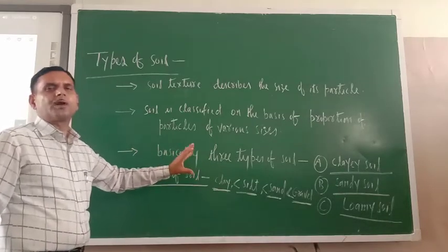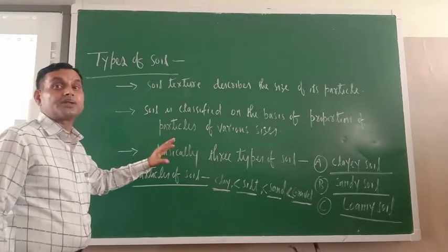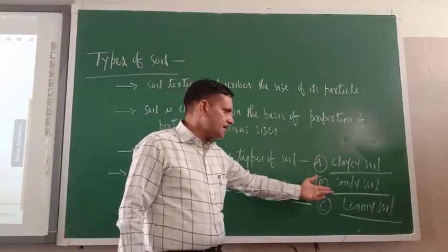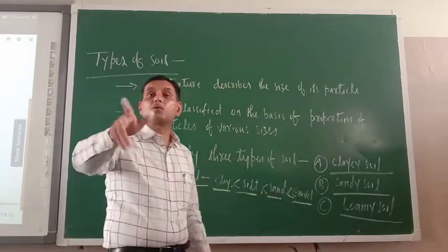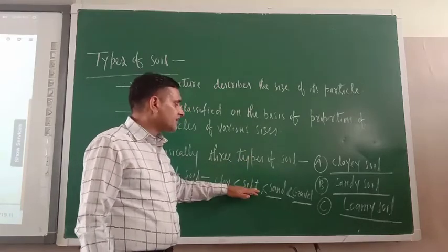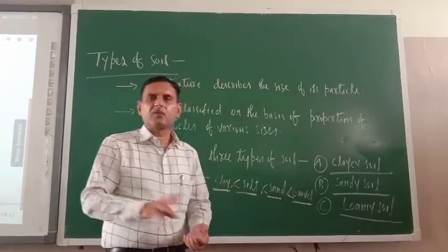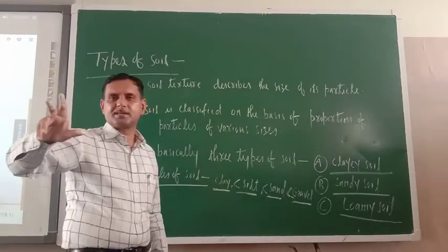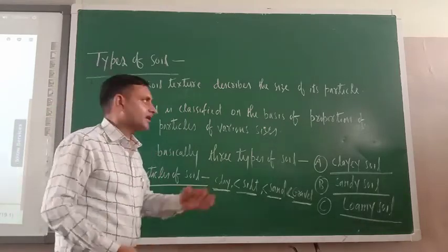These particles are found in different types of soil. How many types of soils are there on the basis of proportion of particle sizes? There are three types of soils: clay soil, sandy soil, and loamy soil. These particles are found in all of them, but their proportion is different. Like in clay soil, clay particles are more than silt and sand. In sandy soil, sand particles are more. And in loamy soil, what is there? The proportion of sand and clay particles is balanced. So in loamy soil, an equal proportion of sand and clay particles is there.